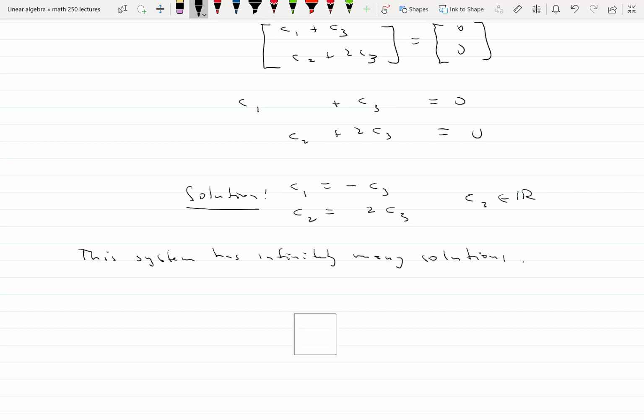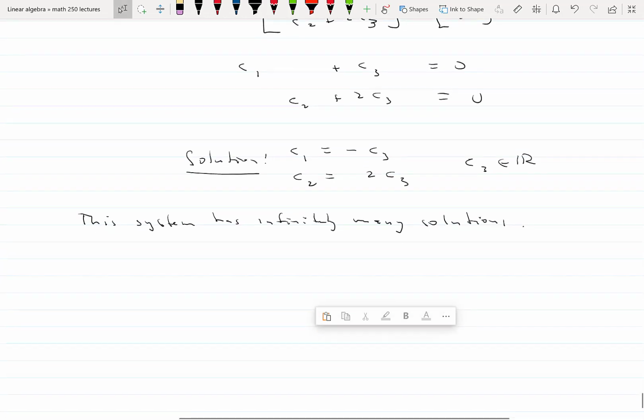Well, it's a homogeneous system, so it automatically has a solution no matter what. It has the trivial solution, C1 and C2 and C3 all equal to 0, but this system has an infinite number of solutions. That means there are solutions. Now listen carefully here. This is extremely important. That means there are solutions other than the trivial solution.